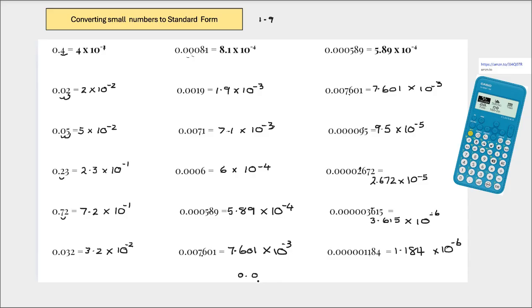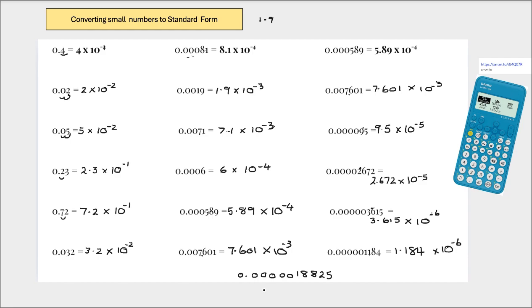0.0, naught, naught, naught, naught, 1, 8, 8, 2, 5. There you go.